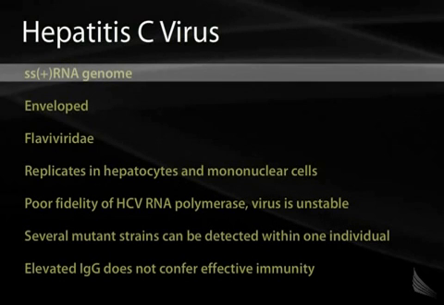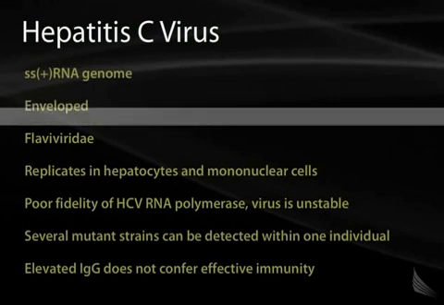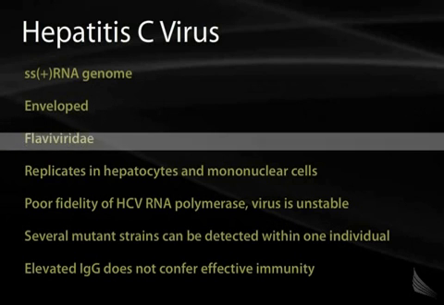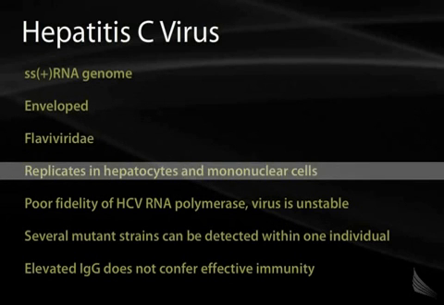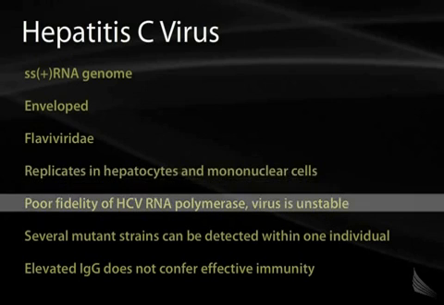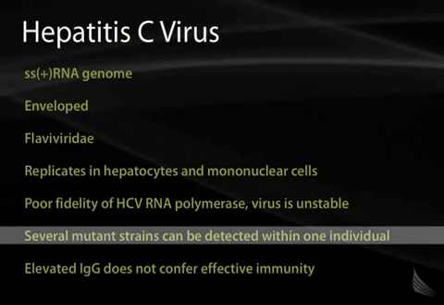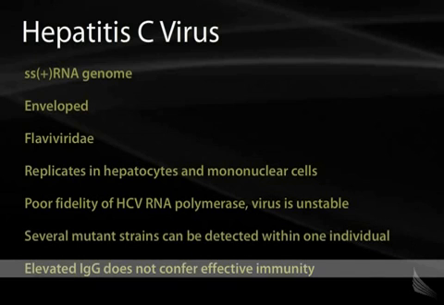Moving on to hepatitis C virus. This is a single-stranded positive RNA genome. It's enveloped, and it's a member of the flavivirus family. It replicates in hepatocytes and mononuclear cells. It has poor fidelity of the HCV RNA polymerase, and so it's unstable. Several mutant strains can be detected within one individual, and the antibody response does not confer effective immunity because the polymerase is unstable.